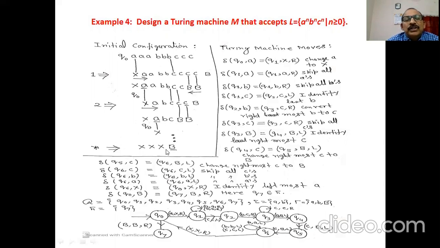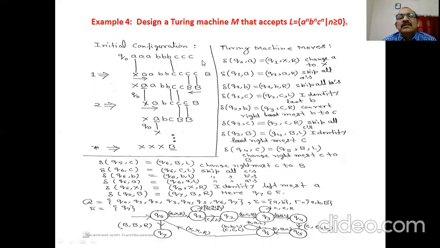When the input string becomes empty, we will reach these configurations. We start from the initial configuration and we reach this configuration. Let us see how we will implement this technique into the movement of the Turing machine. So the machine, as we know, always starts from the initial state.